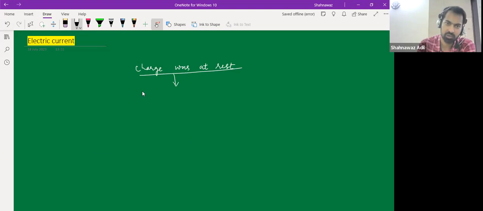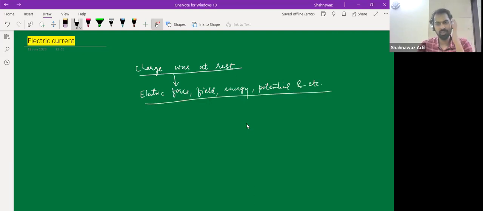So we studied about electric force, heat, energy, potential, and etc. Right. So in the previous chapters, we studied about that, but what happens when the charge starts to flow? In this chapter and in the subsequent chapter, we study about the properties associated with the flowing charge.